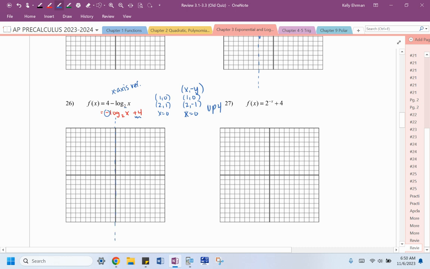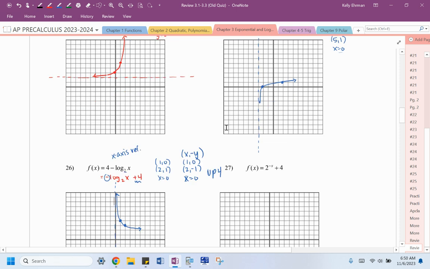1, 0 moves up 4 units to 1, 4. 2, negative 1 goes up 1, 2, 3, 4. So it should be here. And then this graph looks like this, because we have an x-axis reflection, so it should be upside down compared to what a normal log graph looks like.